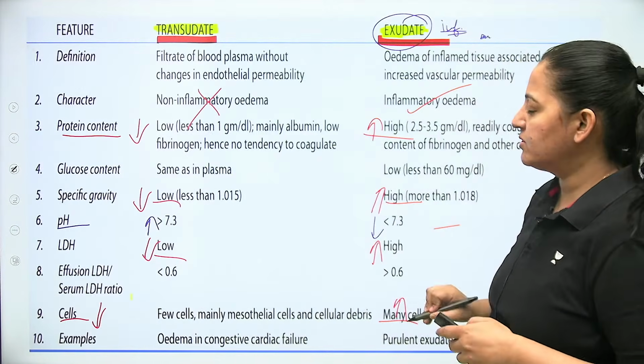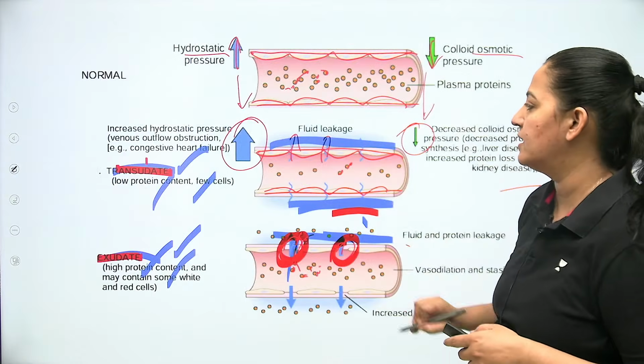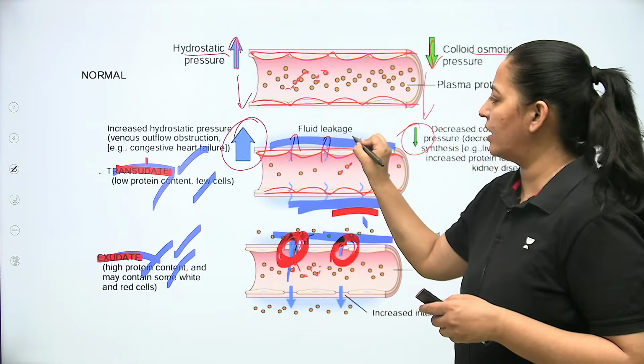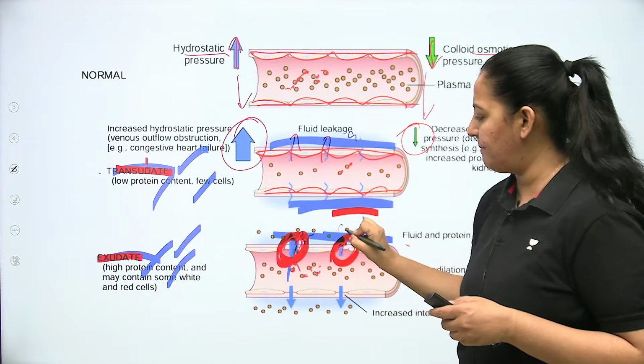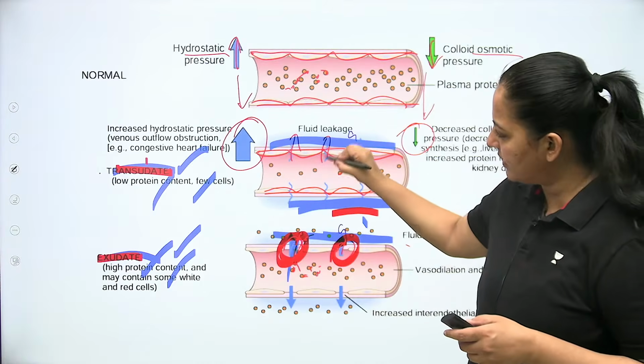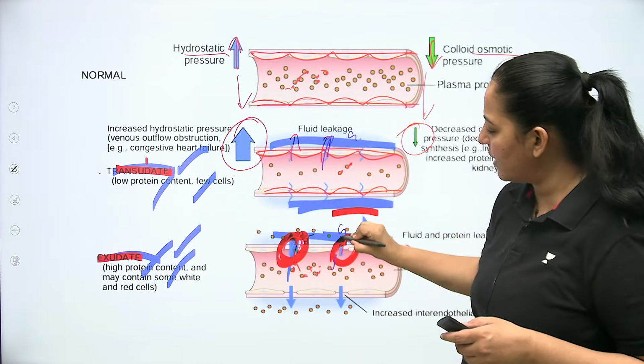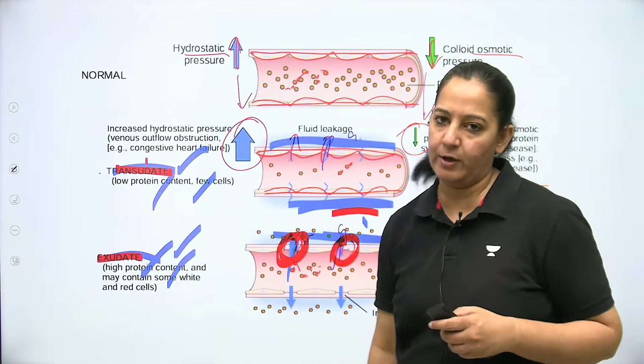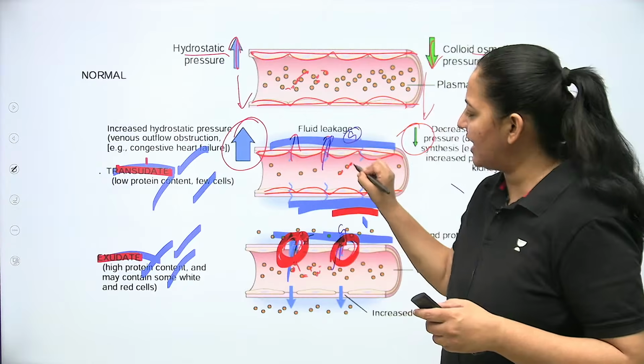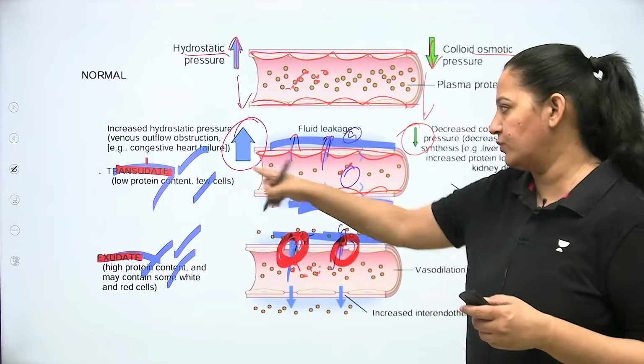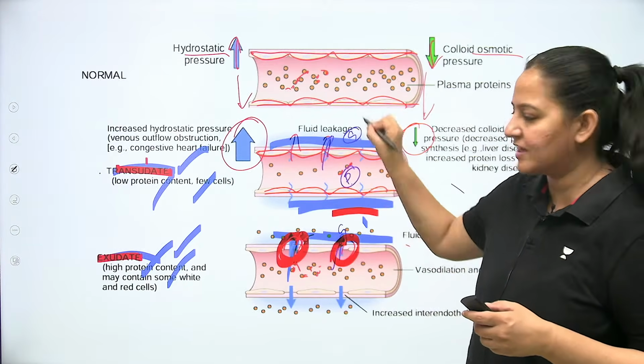So see this diagram to explain the glucose content. The background contains glucose and this edema also contains glucose. Whatever glucose is present in blood, it is coming out here also. So edema fluid contains glucose, right? Here the glucose content is the same as that of plasma. In transudate, whatever glucose is present in plasma, that is coming into the edema.